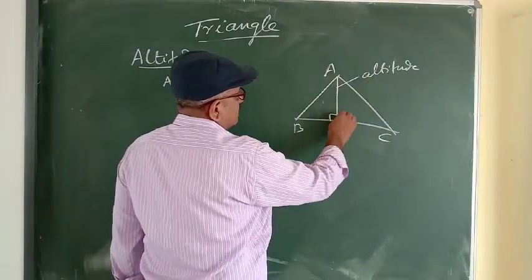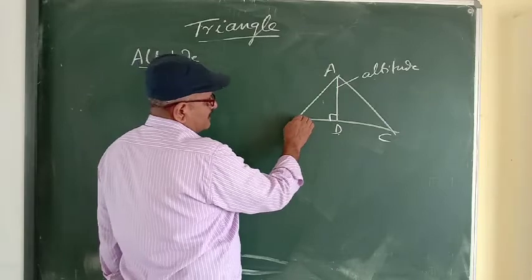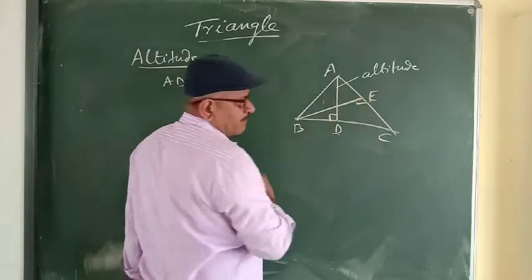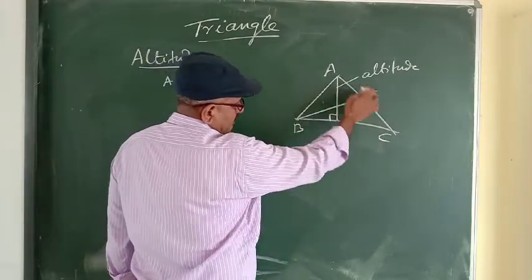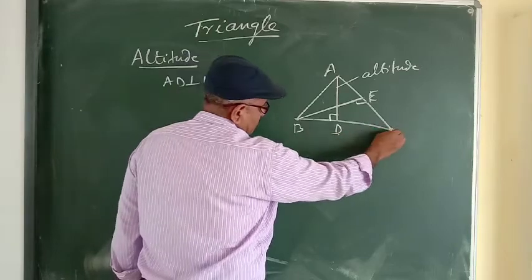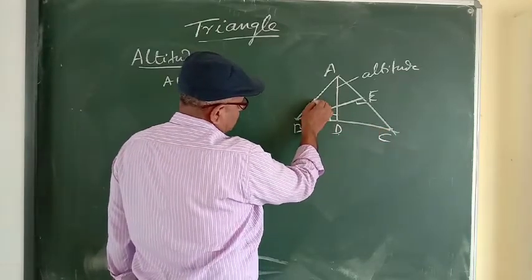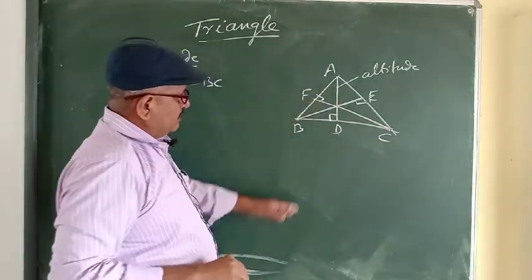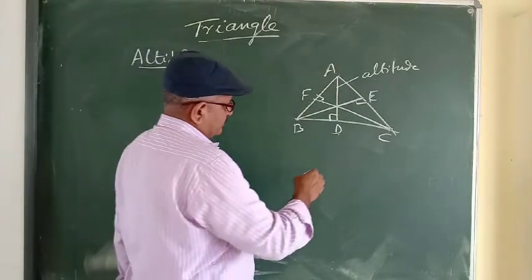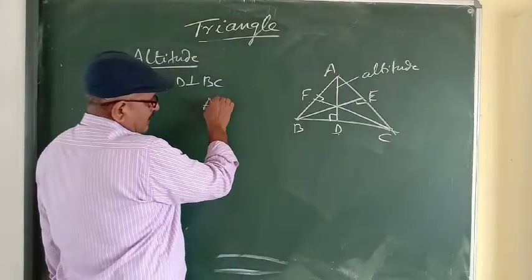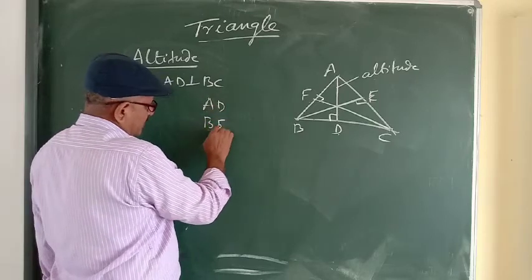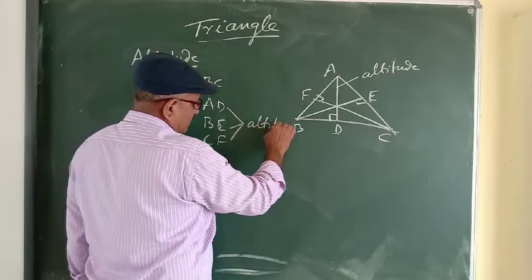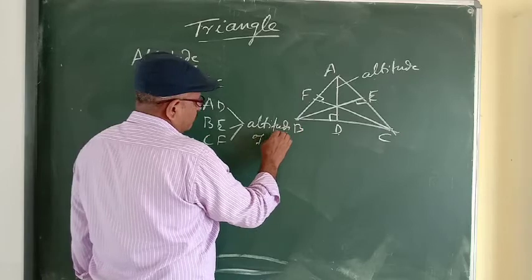Measure of altitude. Similarly, we can draw from next vertex B on the side AC. Suppose it is also perpendicular. BE is the altitude corresponding to the side AC. And from C, we can draw the perpendicular on the side AB, suppose F. So how many altitudes are there? AD, BE, CF. These three are altitudes of the triangle.